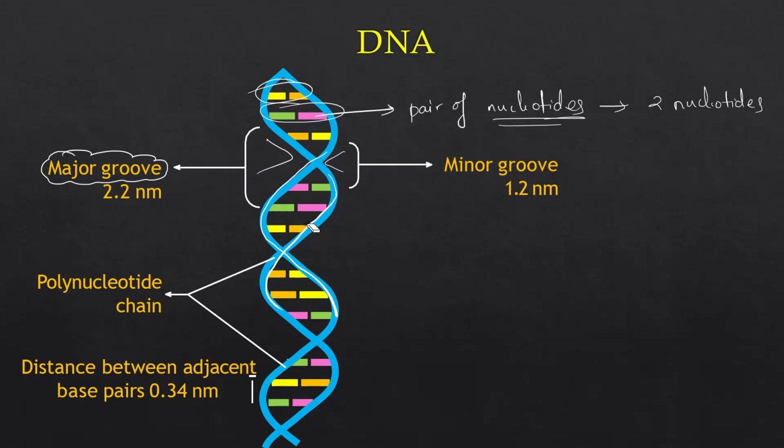And remember, the distance between each nucleotide is 0.34 nanometers. So what is the distance between two base pairs? It is 0.34 nanometers, or 0.34 into 10 power minus 9 meters. Remember, this is very important for calculations. They will give a certain number of nucleotides and ask what is the length of the DNA. We'll calculate the DNA length in eukaryotes and prokaryotes.